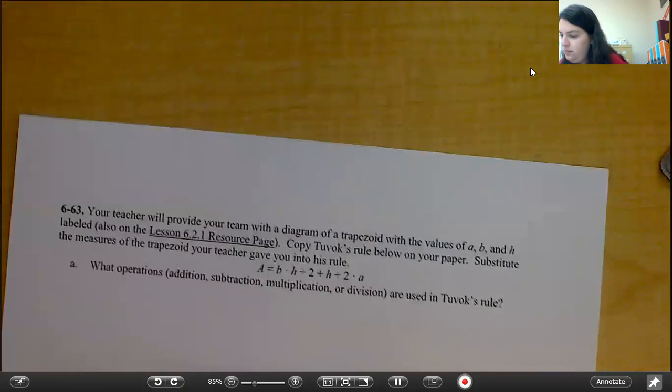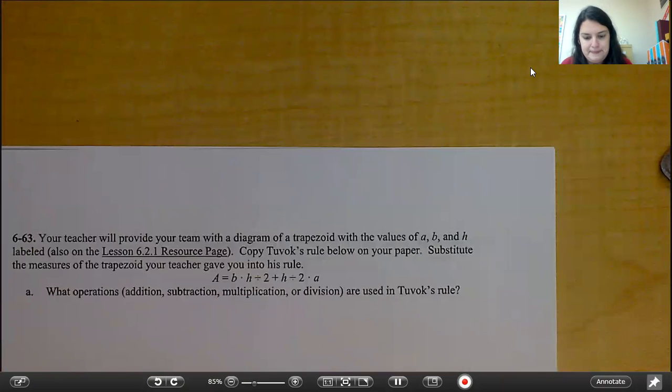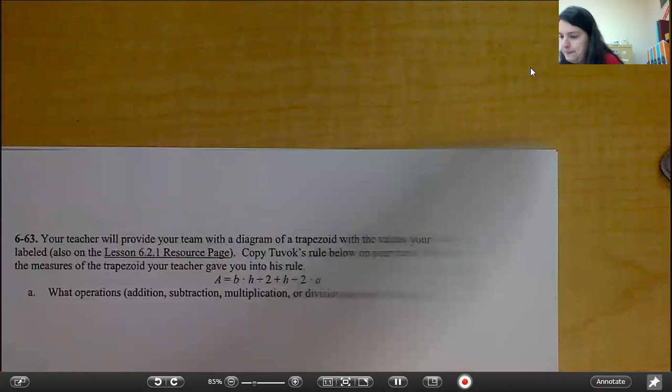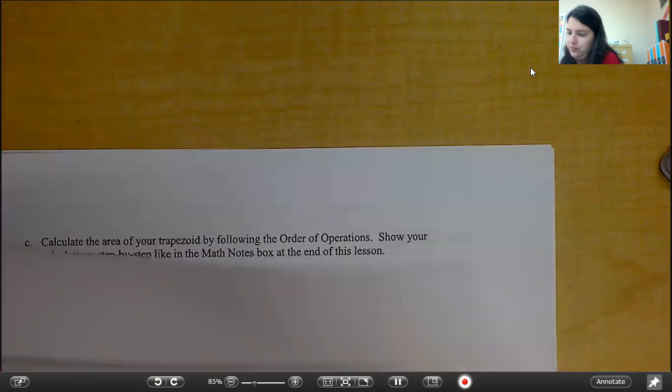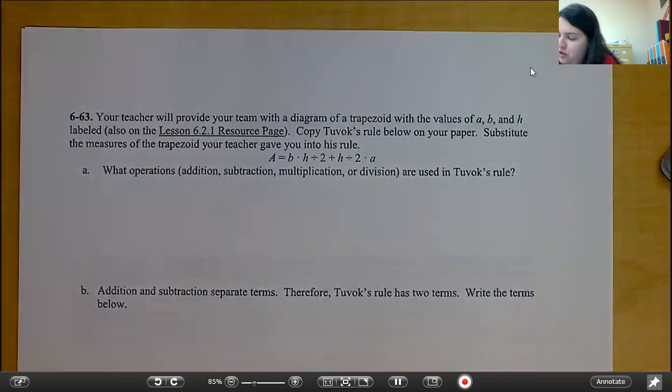Okay. If we look at 6-22, it says your teacher will provide your team with a diagram of a trapezoid with the values of A, B, and H labeled on the lesson 6-21 resource page. Copy Tovek's rule below on paper. Substitute the measures of the trapezoid your teacher gave you into this rule. What operations, addition, subtraction, multiplication, or division, are used in Tovek's rule? So pause the video and answer that.